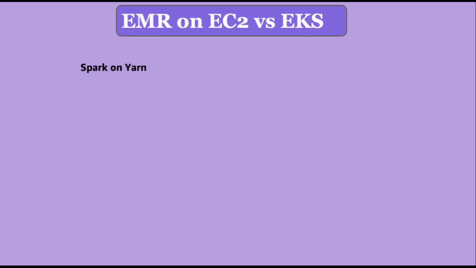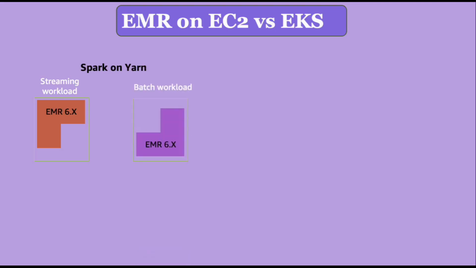Now let us look at a comparison between EC2 versus EKS for the EMR service. EMR on EC2 is based on the typical Yarn scheduler. And if you have different workloads, for example, streaming workloads is one of them, which requires EMR version 6.x, for example, then you require a dedicated cluster. Similarly, for batch workloads, it may use the same version or a different version. Again, there is a different cluster you have to deploy.